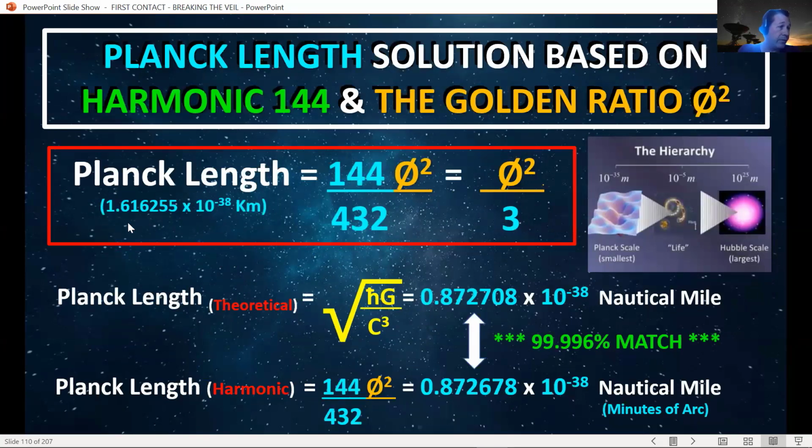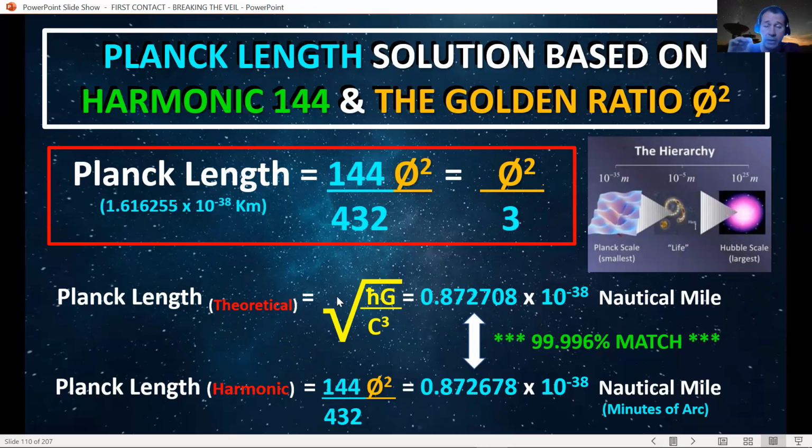the Planck length, once it is converted from kilometers, 1.616255 times 10 to the minus 38 kilometers, into nautical miles, we get this figure here, 0.872708 times 10 to the minus 38. So this is the figure we get in terms of nautical miles.